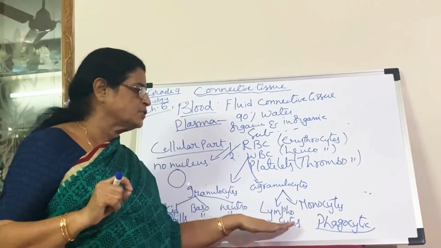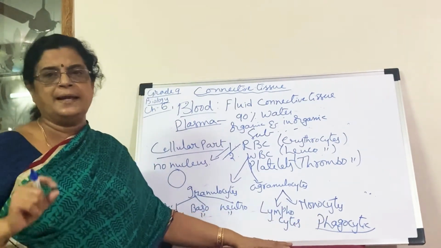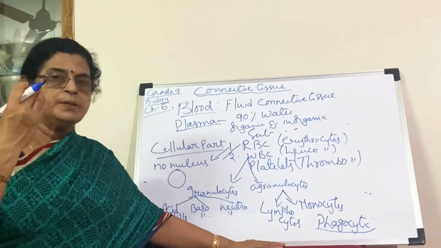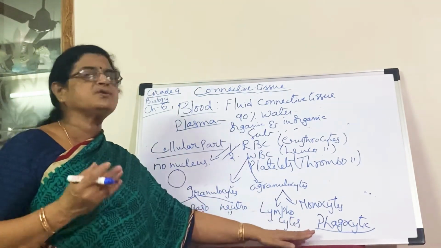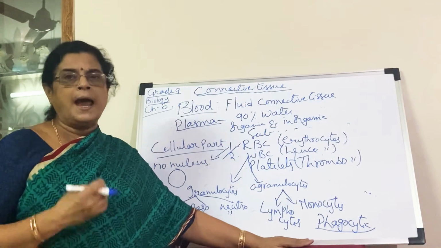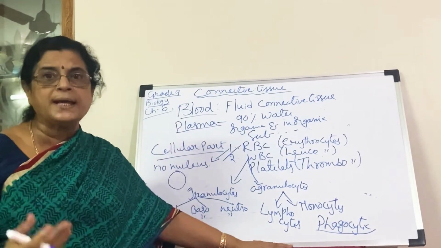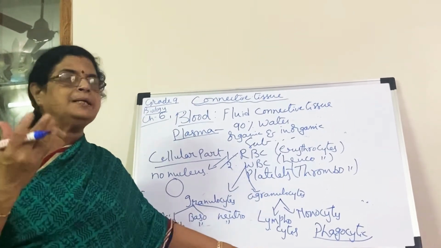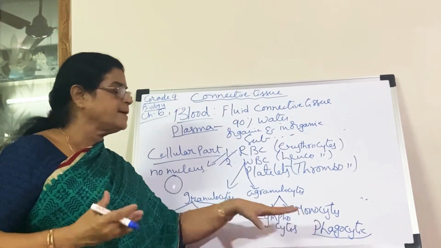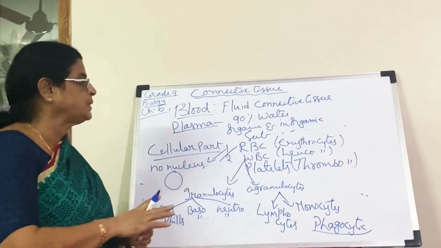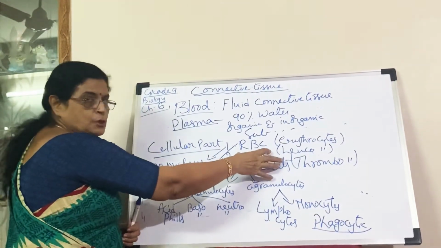And what is the function of these two? They are phagocytic in nature. They increase the immunity, that means disease resistance power. And they are producing the antibodies to fight with the disease causing microorganisms and kill them. So that is the mechanism of WBC.